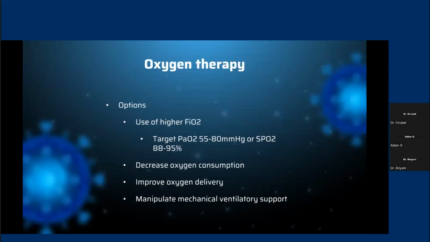Coming to oxygen therapy, the options are divided into four. One, using higher effort: you start with the lower ones, and if the patient is not tolerating that or keeps being hypoxic, you have to increase. The other option is decreasing oxygen consumption. How to decrease it, we'll discuss later. Then improving oxygen delivery techniques, and manipulating the mechanical ventilation setups, okay, support.